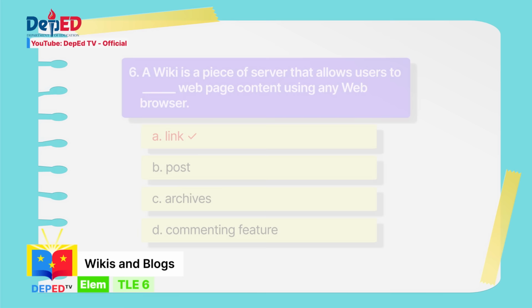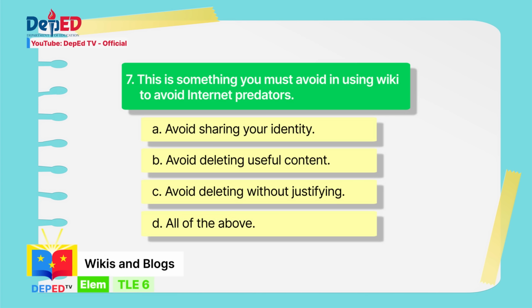Number 7, this is something you must avoid in using Wiki to avoid internet predators. Letter A, avoid sharing your identity. Letter B, avoid deleting useful content. Letter C, avoid deleting without justifying. Letter D, all of the above.